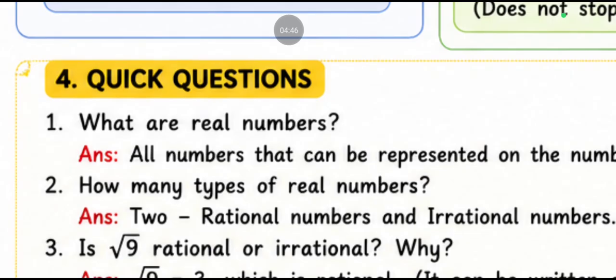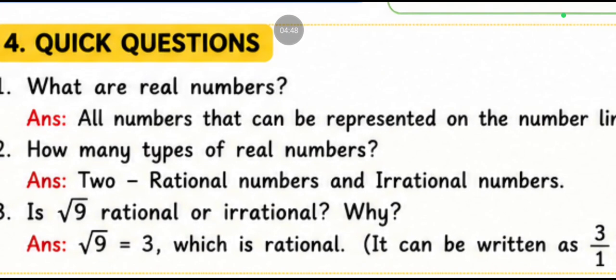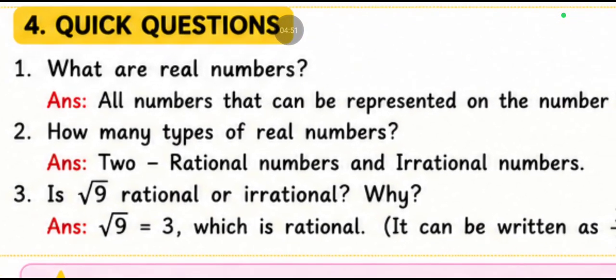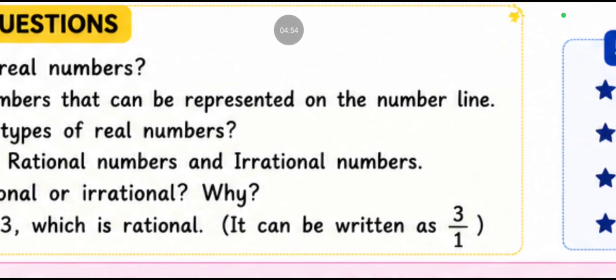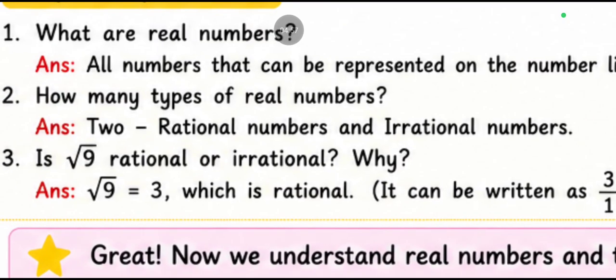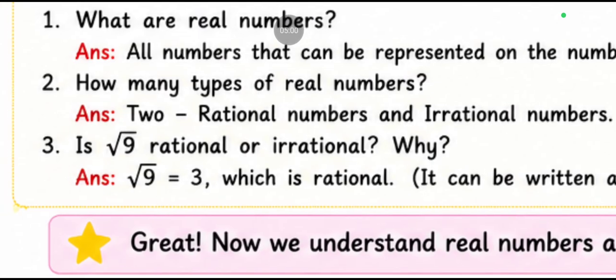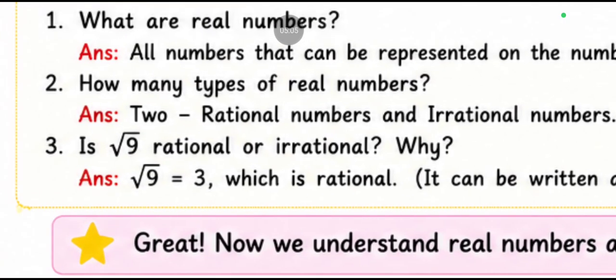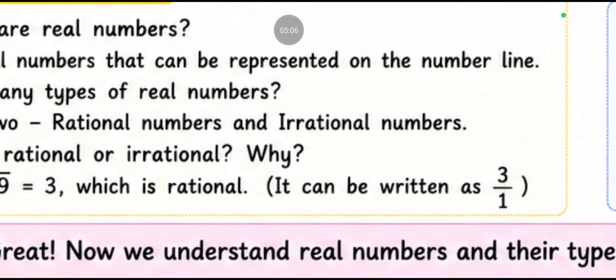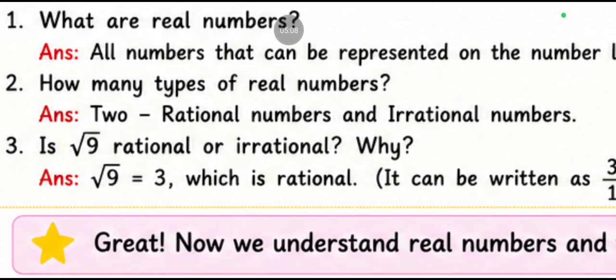Now some questions are here. You have to answer those questions. What are real numbers? All numbers that can be represented on the number line are called real numbers. How many types of real numbers are there? There are two types of real numbers. Those are rational numbers and irrational numbers.